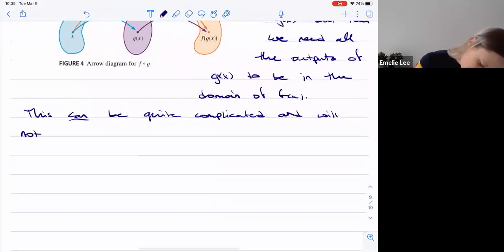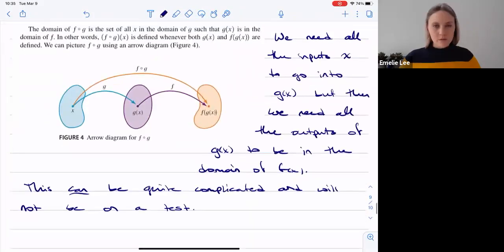It will not be on a test. Try to figure out the domain, but don't worry about it if you're finding it really, really difficult. I'm not going to test you on it. But it will be useful when you get into calculus. At least knowing that it is that complicated thing, and something has to go into something, and just knowing what has to happen, not necessarily doing it, is enough for this course.